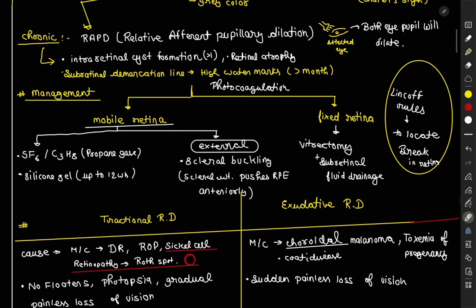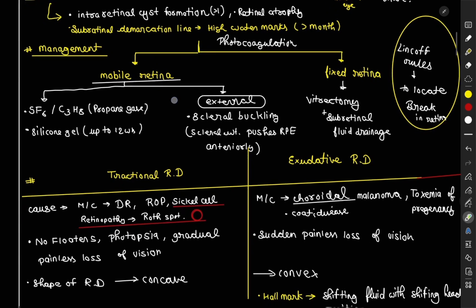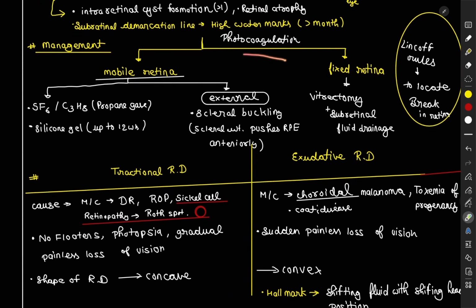Then the chronic sign: there is an intraretinal cyst. In the OCT, you will see some small cysts formed within the retina, and retinal atrophy, and there is a subretinal demarcation line known as the high water mark after more than 3 months. What is the treatment? The treatment includes photocoagulation, based on whether the retina is still mobile or fixed due to fibrosis. If it is fixed, the treatment is vitrectomy plus subretinal fluid drainage. That is the main problem.